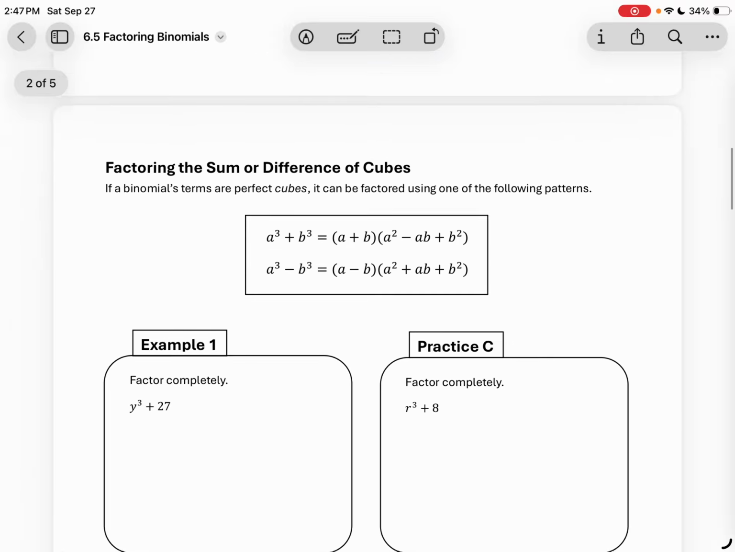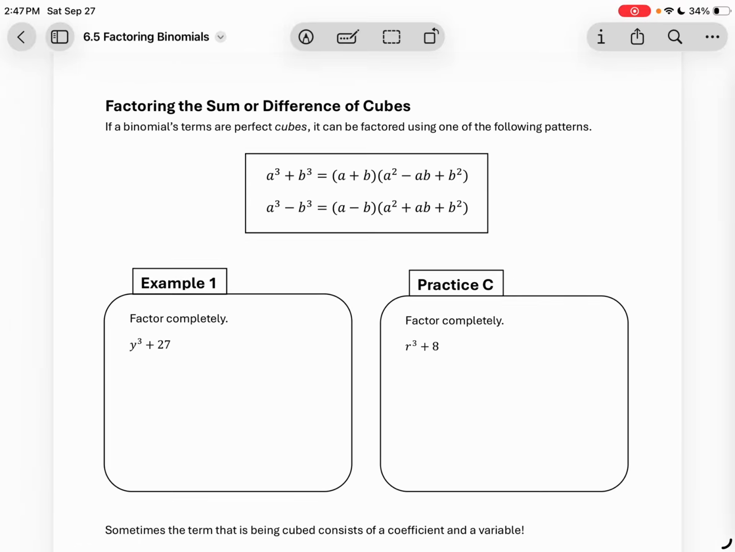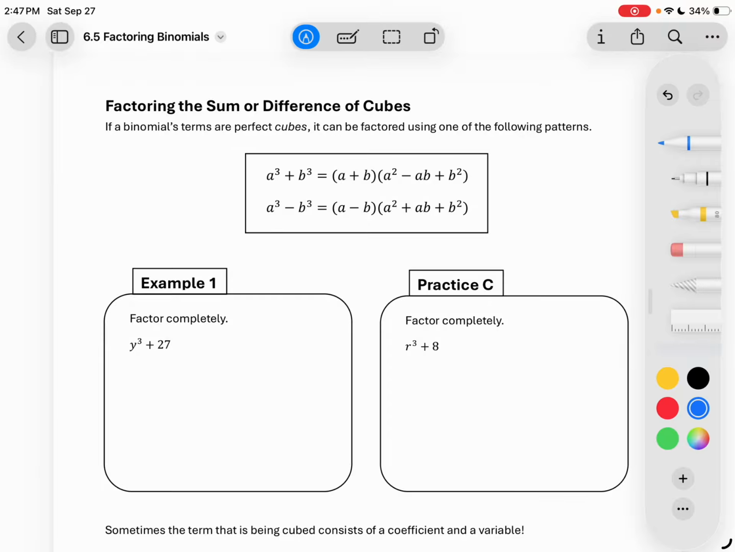Moving on, we can also have sums and differences of cubes that can be factored. So if a perfect square is the result of something being multiplied by itself, then a perfect cube is the result of something being multiplied by itself 3 times. So if you take a look at this box here, we've got some factoring patterns to help us factor sums and differences of cubes.